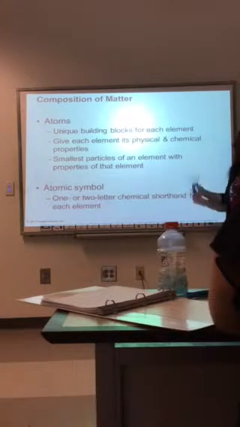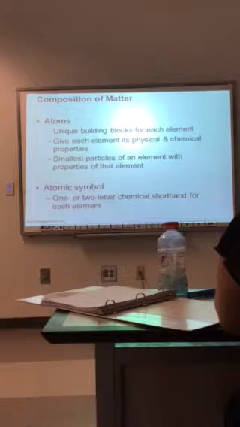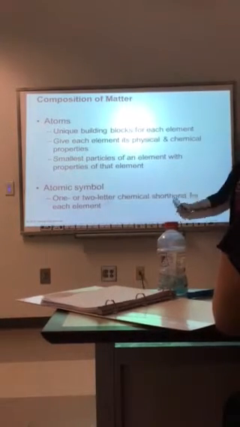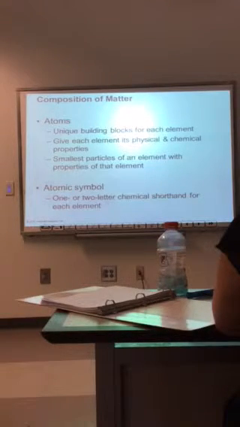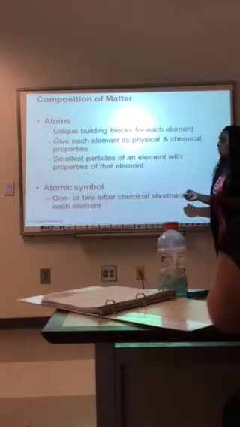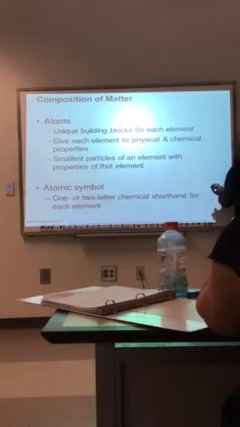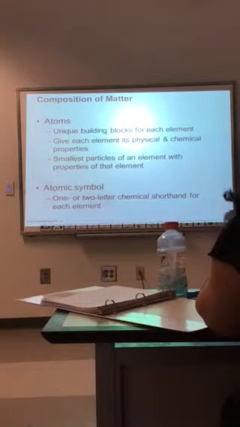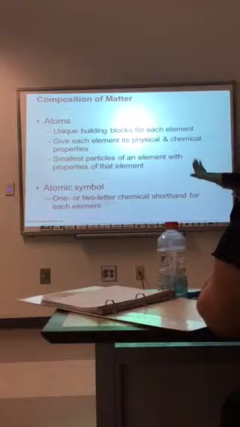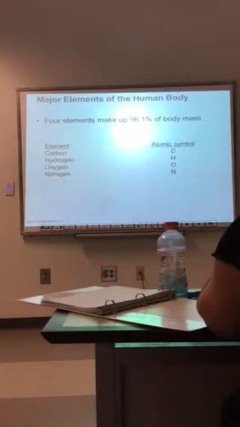The atomic symbol of an element is the letter. We don't even have to know chemical shorthand, because it just means the letter. So if we are looking at calcium, calcium is Ca. If we're looking at potassium, it is K. If we are looking at P, we're looking at phosphorus. So again, that's what the atomic symbol is.